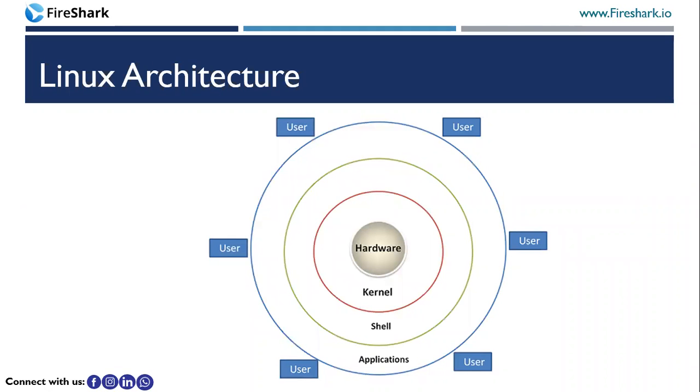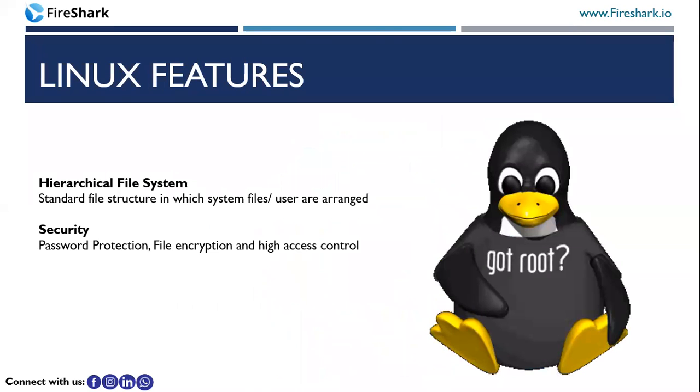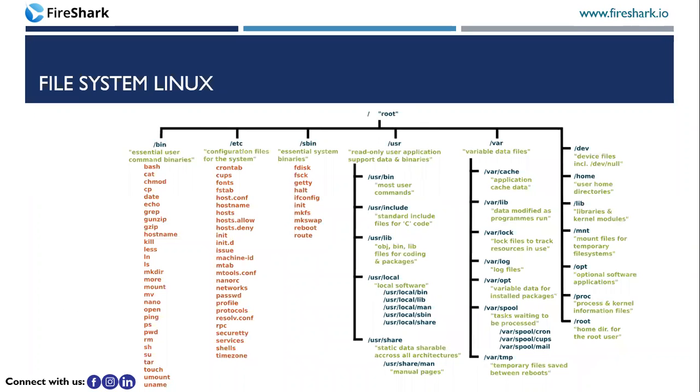Then we discussed the Linux architecture, that is hardware, kernel, shell, applications, and Linux features, the most common features: multi-programming, multi-user, open source, portable, hierarchical file system, and security options. Then we were here. So today we will start from here.